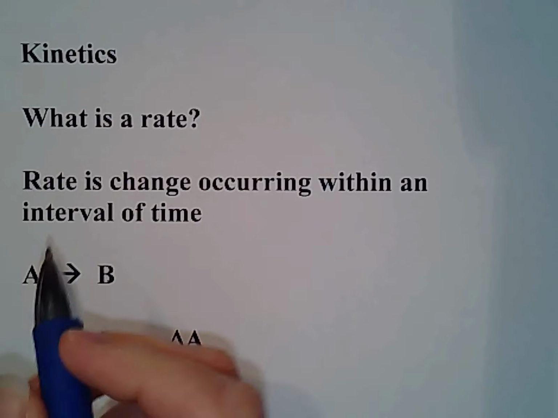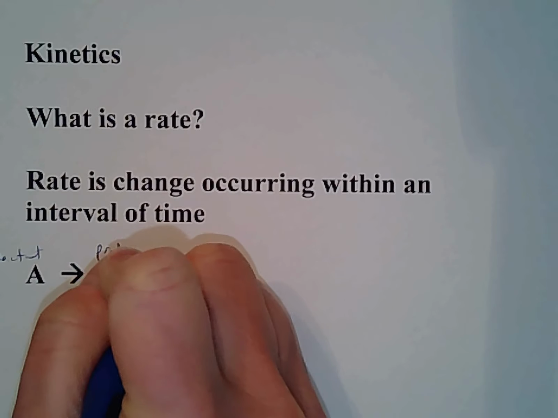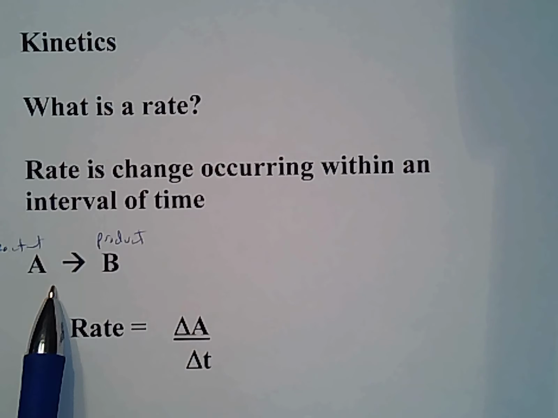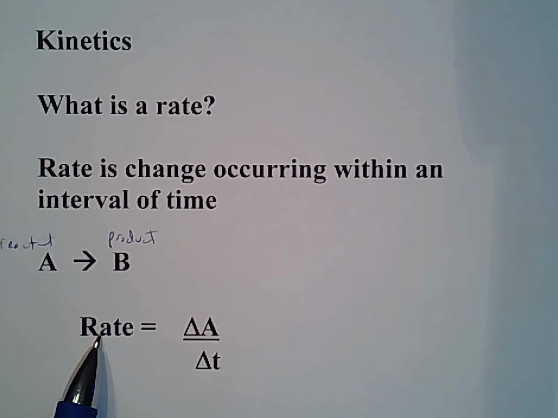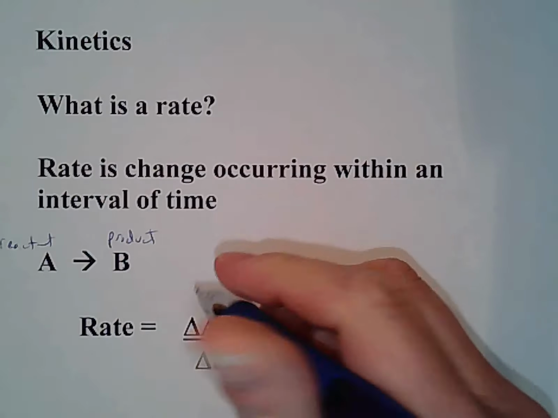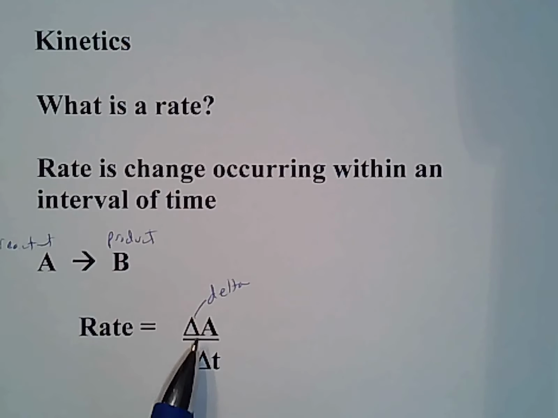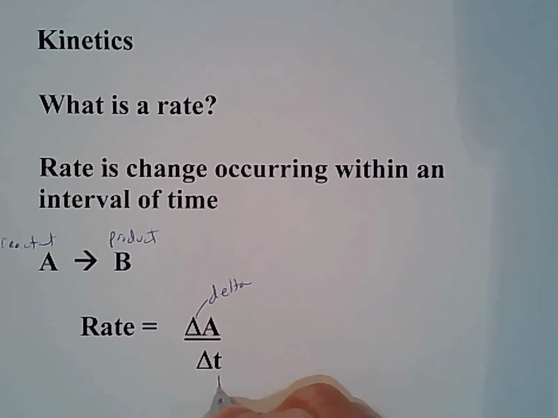So this is our reactant. This is our product. So as I go from reactant to product, what is happening to that change? Okay, so rate is going to be calculated as what we call delta A over delta T. Delta is the triangle we see here in front of the A. So what we're looking at is how is A changing over a period of time. T is going to be time.